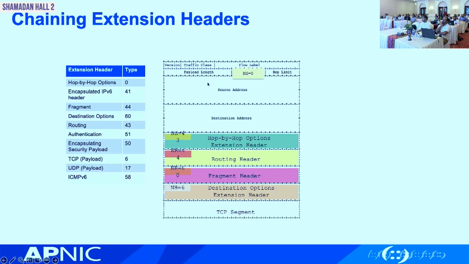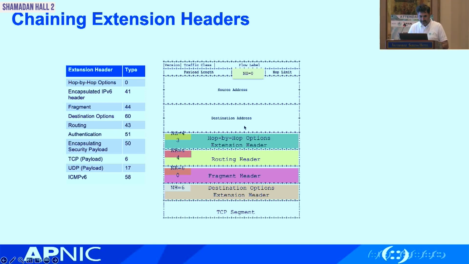This is again showing us the basic IPv6 header. Then if we have specified the next header field equal to 0, it is the hop by hop option header.